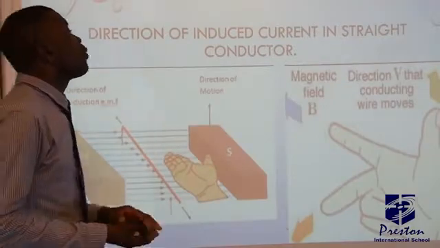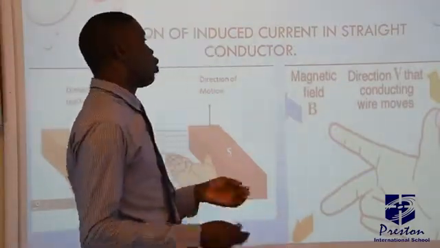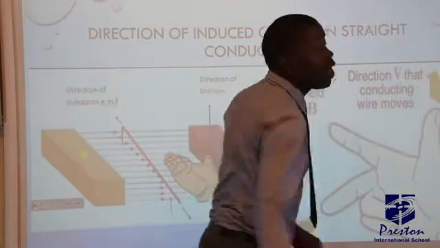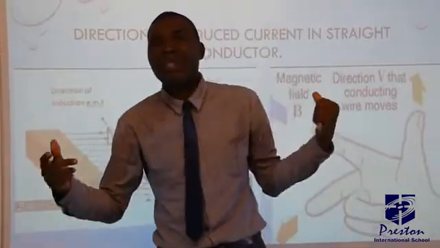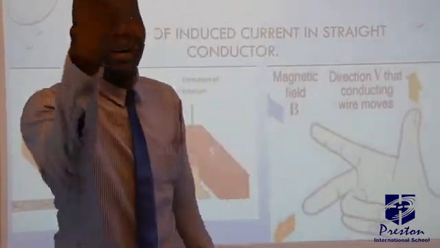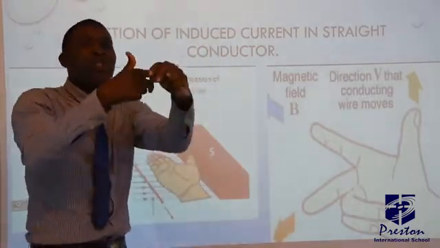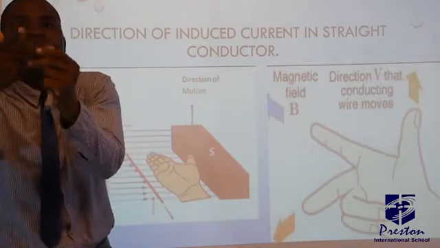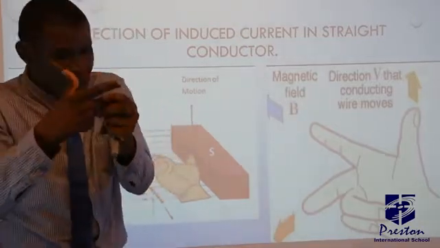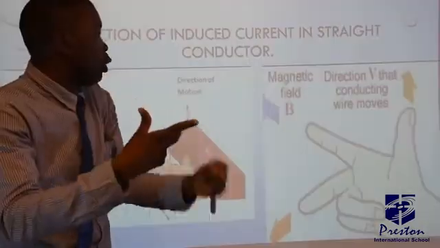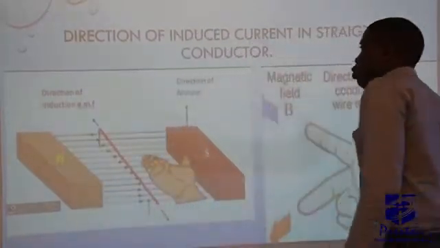Now, direction of induced current in a straight conductor. This is what we call Fleming's right-hand rule. We've discussed before Fleming's left-hand rule. Fleming's right-hand rule, this is my right hand. This thumb shows motion. This shows the field of the magnet, while this one shows the direction of the current induced. So, Fleming's right-hand rule.